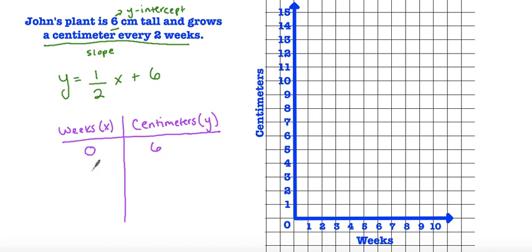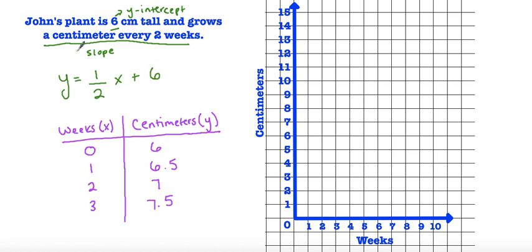And then after 1 week, the plant is now at 6.5 centimeters. After 2 weeks, it'll be at 7. 3 weeks, it'll be at 7.5. So 7.5. And that's because our plant is growing 0.5 centimeter every week.